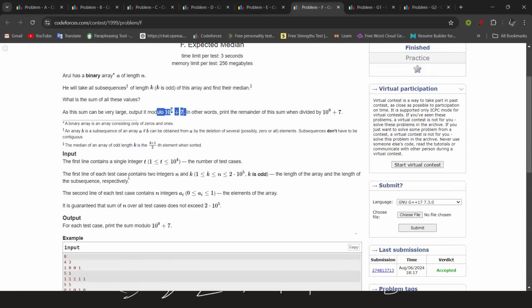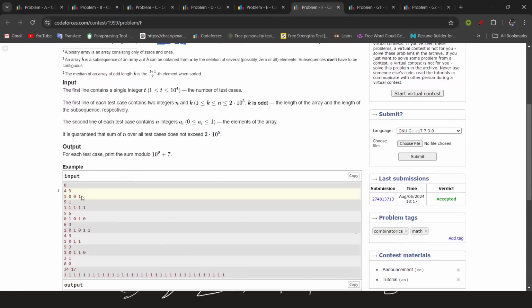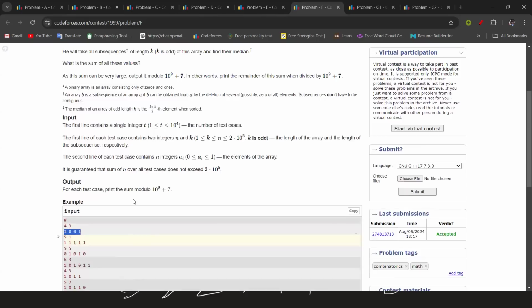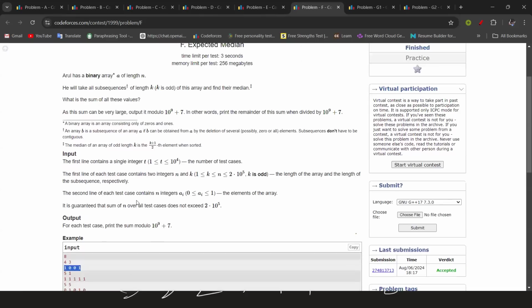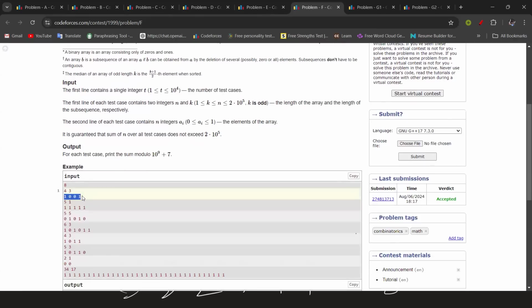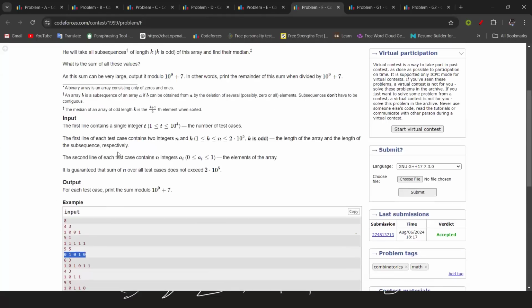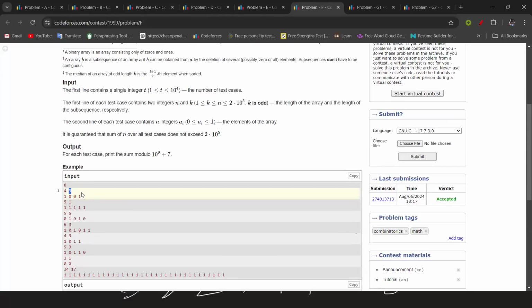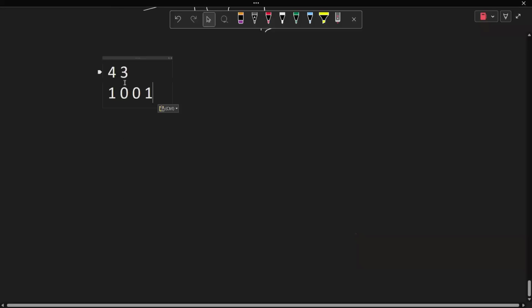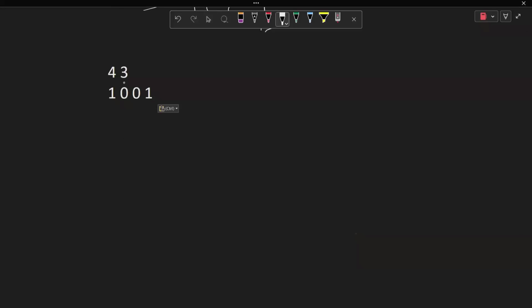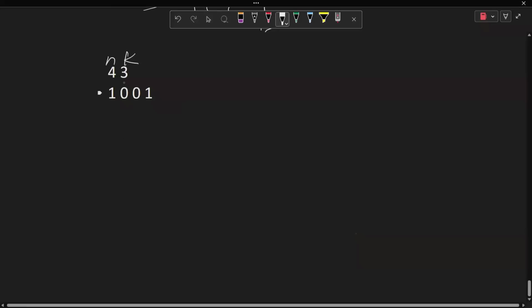Okay. So in this problem, we are given a binary array of length n. What does binary array mean? It would only contain either 0 or 1 as its elements. So we are given some binary array. Along with that, we are given a k. So let's see what we need to find. Let's take the first test case only. Okay, so we are given this k and a binary array.